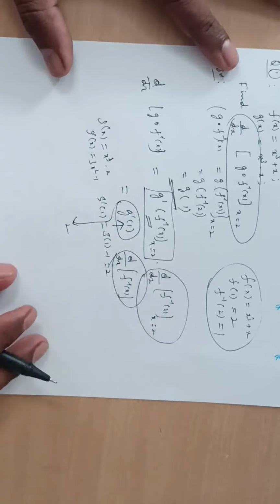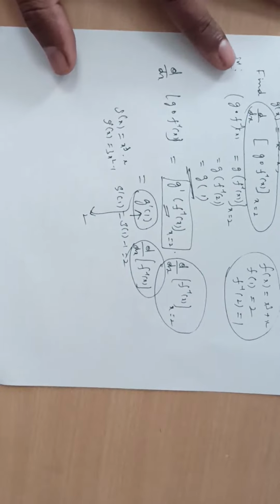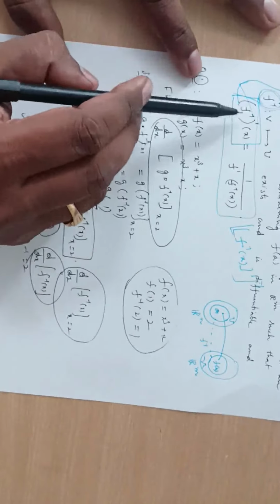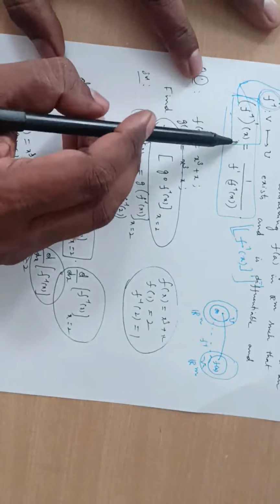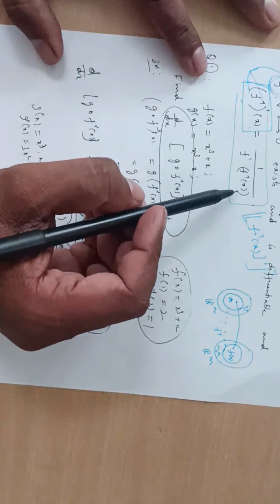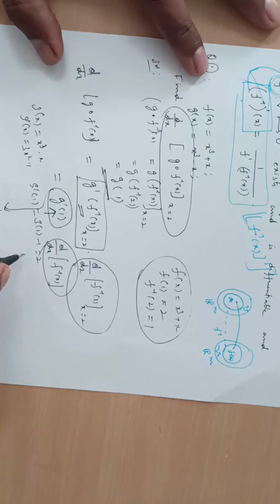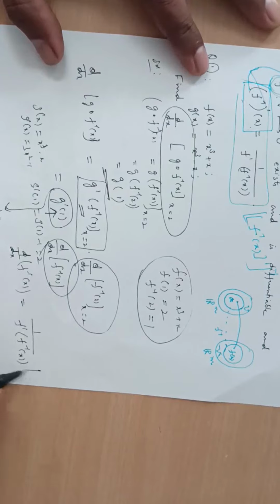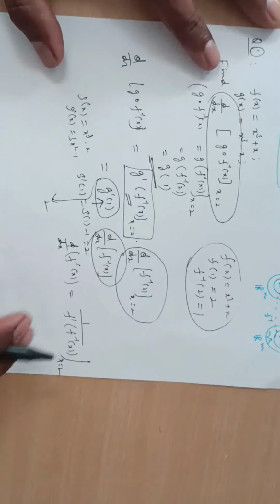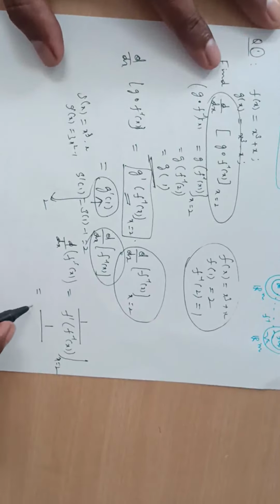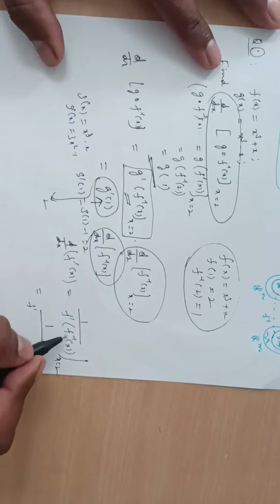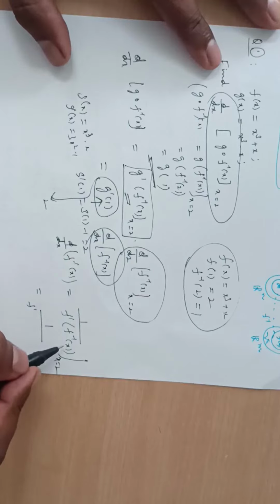But what about d by dx of f inverse of x? For this we need to use this result. What is the derivative of f inverse of x? The derivative of f inverse of x is 1 by f dash of f inverse of x. We will use this formula. So d by dx of f inverse of x is precisely 1 by f dash of f inverse of x at x equal to 2. Now 1 by f dash at f inverse of 2 we need to find. What will be the value of this? Idea is clear?